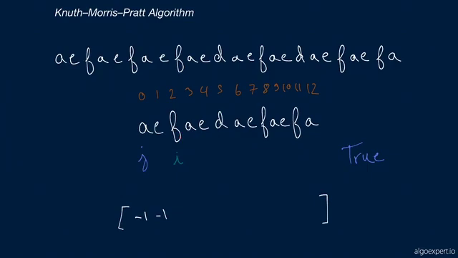So now we get to this F, okay? Compare the F, again, to the letter where j is, which is A. They're not equal to each other, so we're going to put -1, and we're going to grab the i and move it to the right.